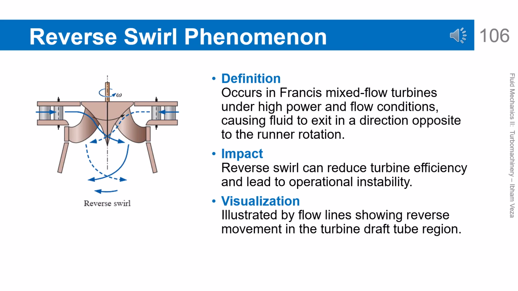Reverse swirl phenomenon. Reverse swirl occurs in Francis mixed-flow turbines when operating at very high power and flow rates. Under this condition, the exit flow direction can become opposite to the runner rotation. This phenomenon can reduce efficiency and cause operational instability. The flow pattern in the draft tube becomes abnormal and can induce vibrations. Therefore, such extreme operating conditions should be avoided in practice.